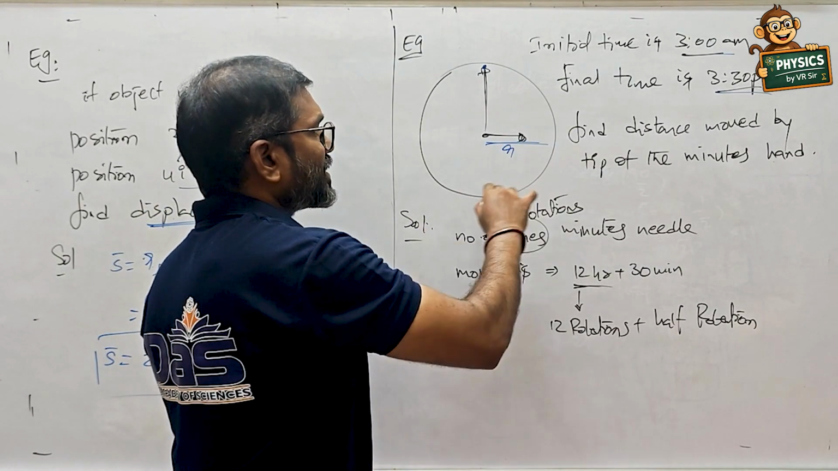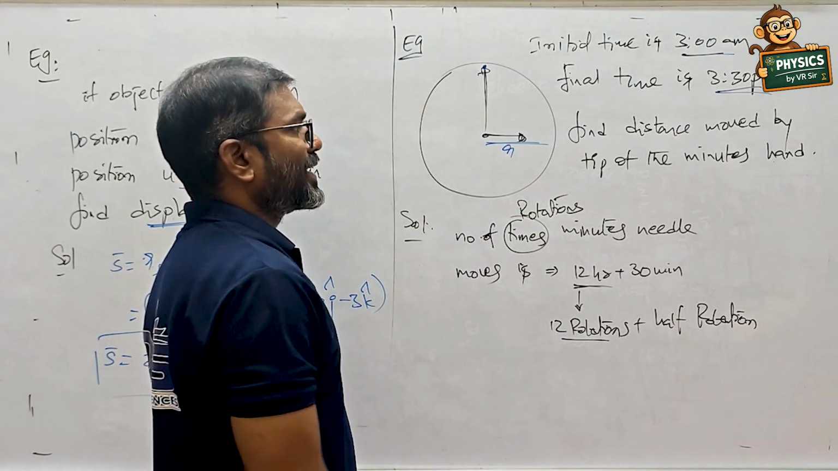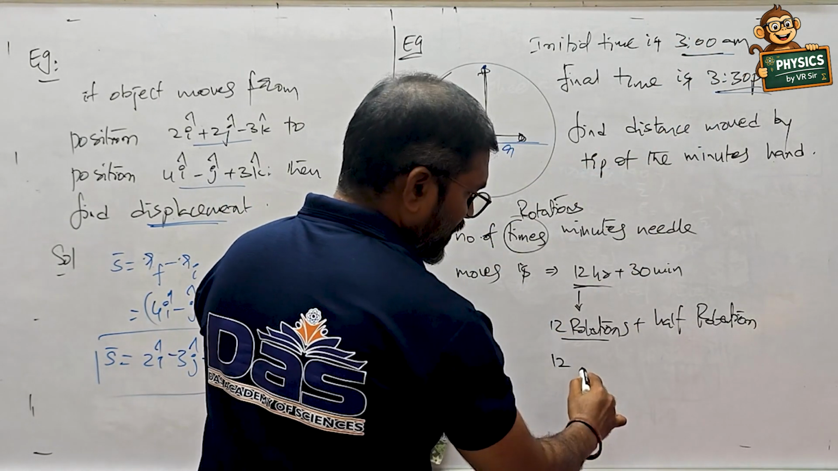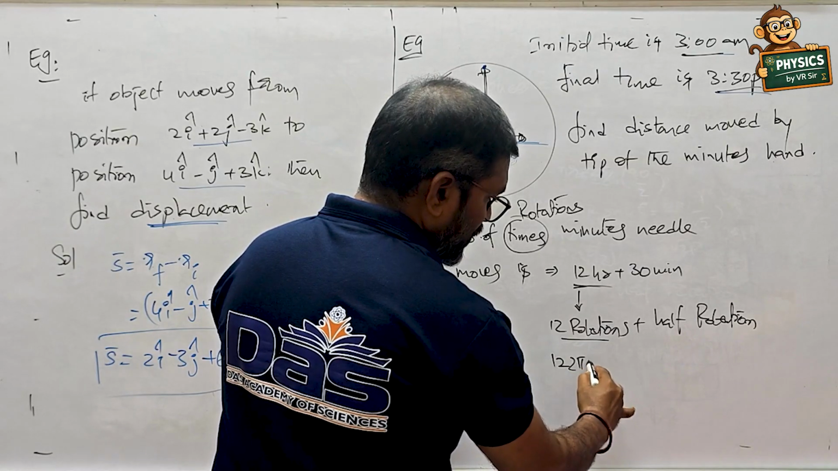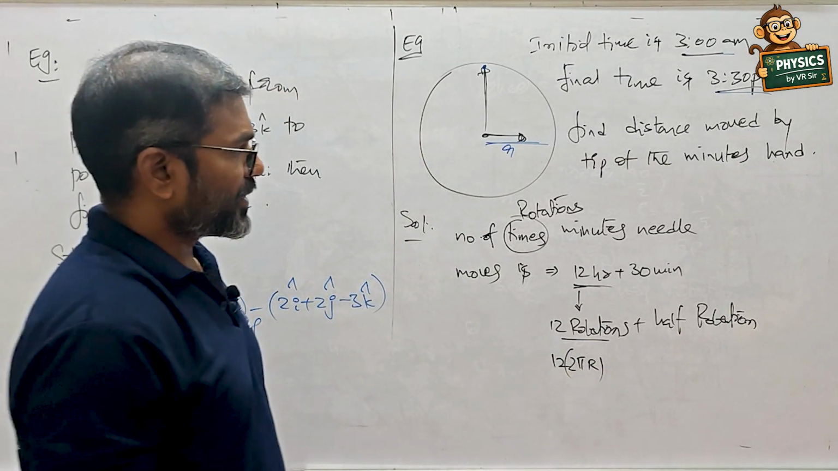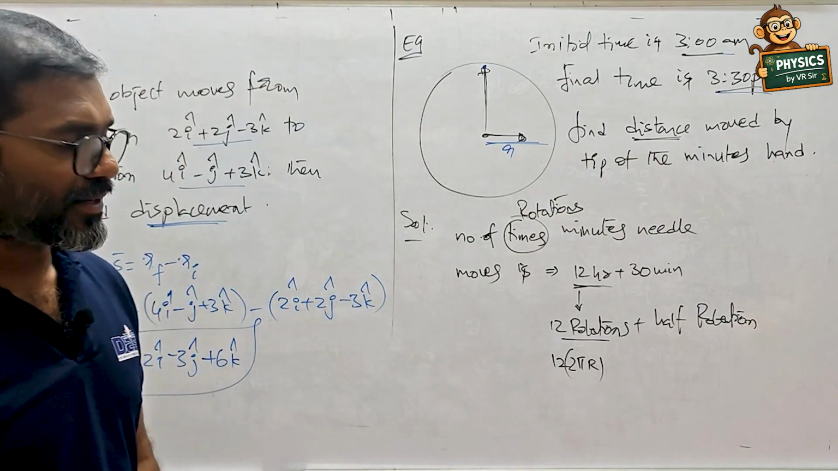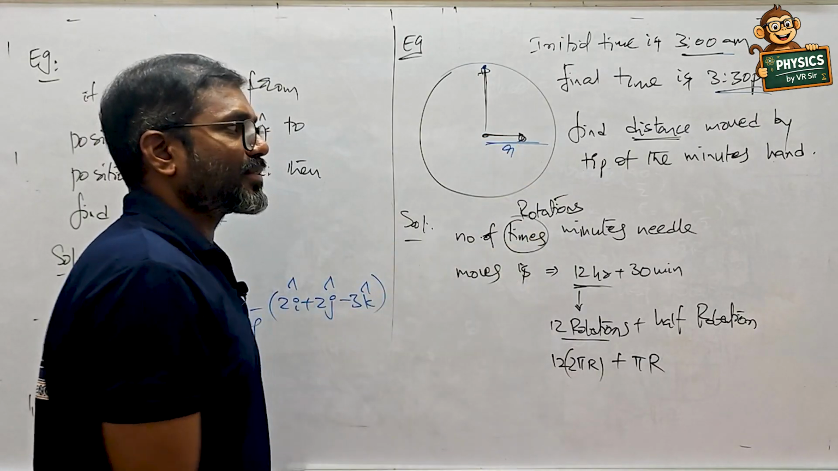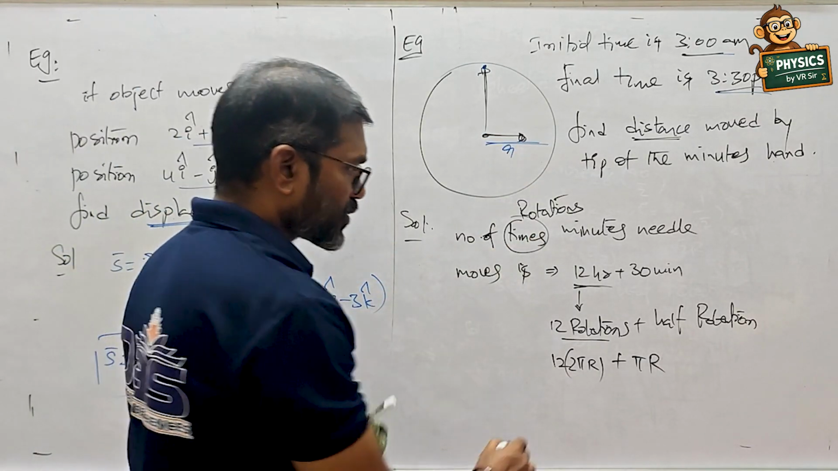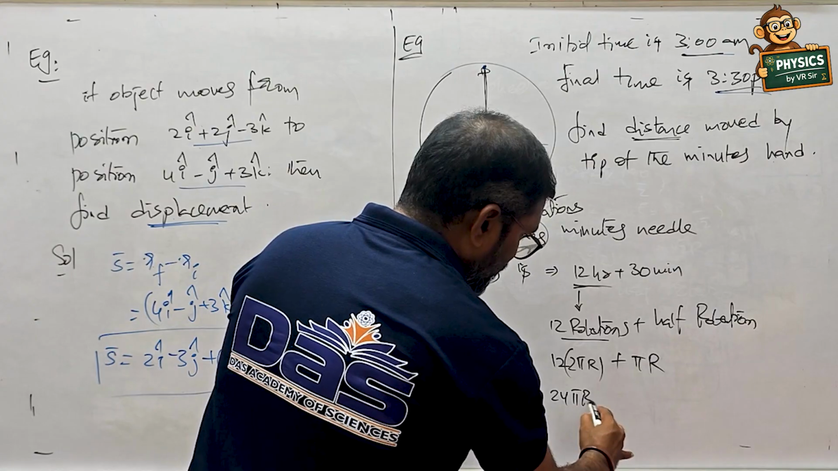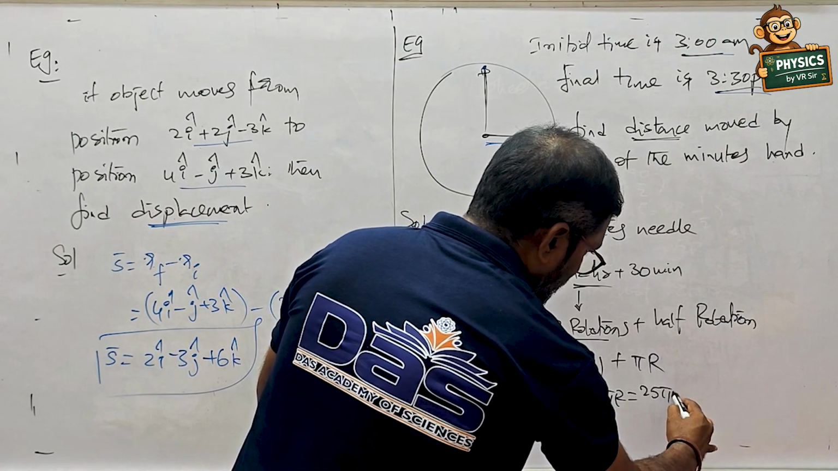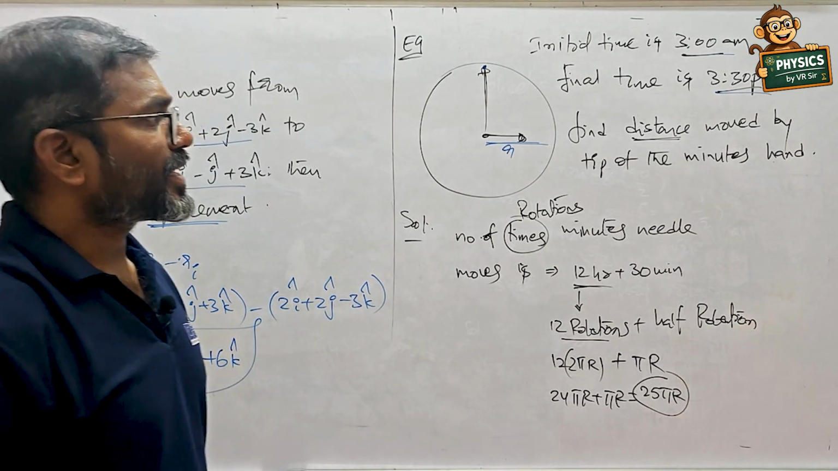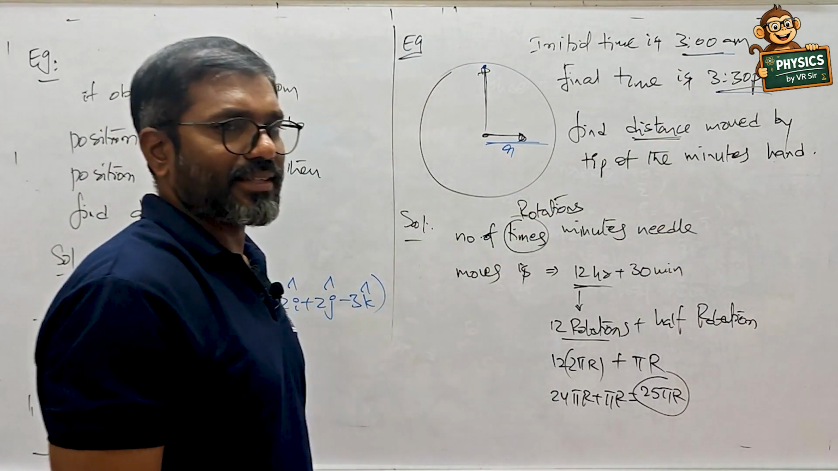If the minutes hand completes one rotation, it completes 1 hour. Like 2 rotations, 2 hours; 12 hours, 12 rotations. So it is 12 into 2 pi r. That is the distance, because they are asking for the distance. Plus the half rotation, which is pi r. Distance is the length of the path along the circumference of the circle. So in total it is 24 pi r plus pi r, which is 25 pi r, the distance moved by the tip of the minutes hand from 3 a.m. to 3:30 p.m.